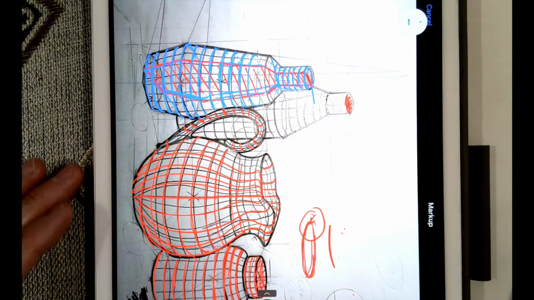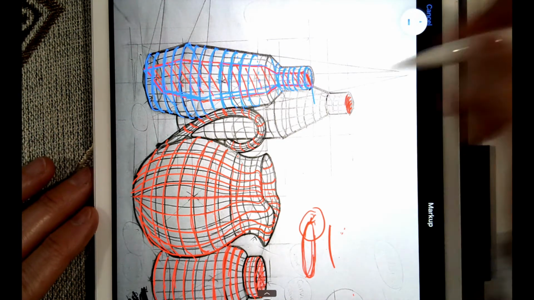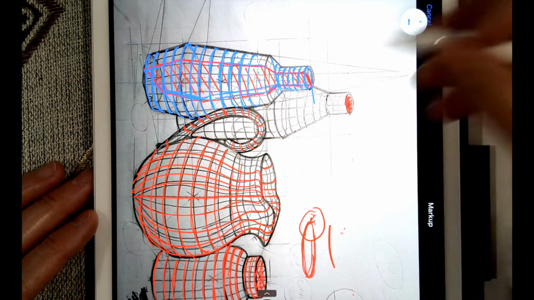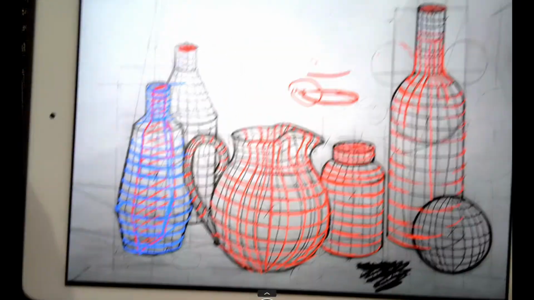So it just gave me an idea. Next time, maybe I make the students do the cross sections in the middle first before they do the cross contour lines. Okay, so I'm not going to do this back bottle, right? I'm just going to leave it like that for now.